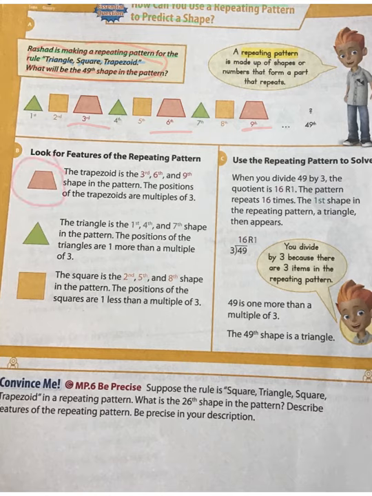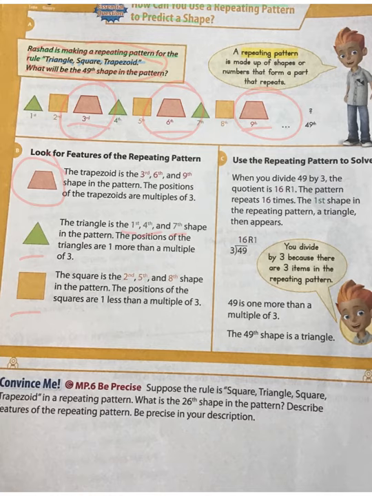So if we look at the trapezoid, it is every third shape. So no remainder, it will be the third shape. Then the triangle is going to be the first, the fourth, the 7th, and so on. So any remainder of 1 is going to be a triangle. And last, we have the square, which is the second shape. So it's going to be the second shape, then the 5th, then the 8th, and every third one after that. So if you have a remainder of 2, it will end up being the square in this pattern.